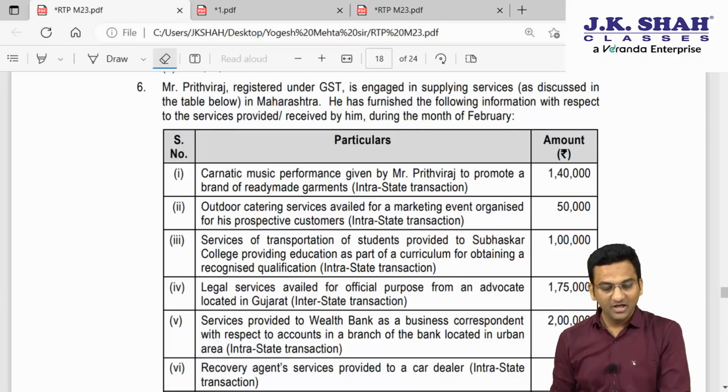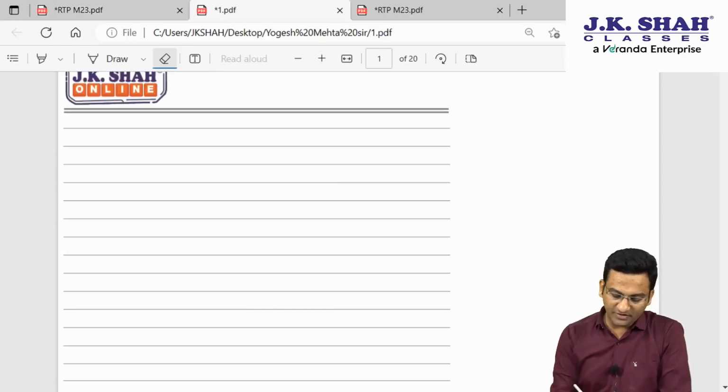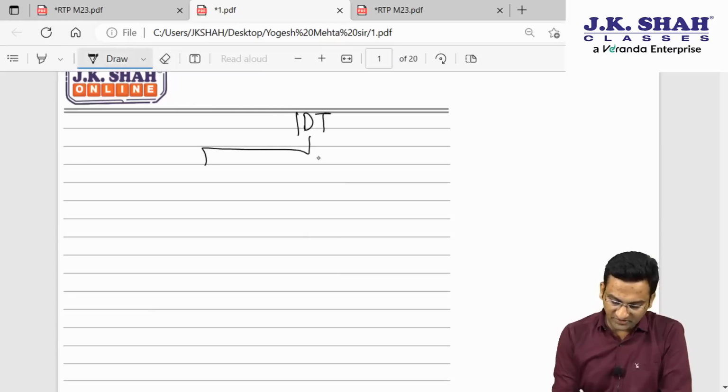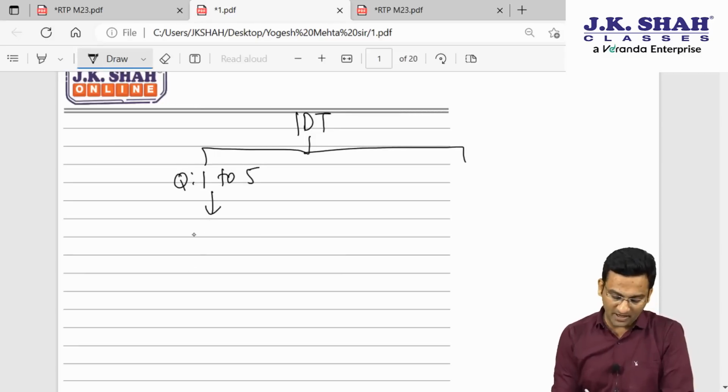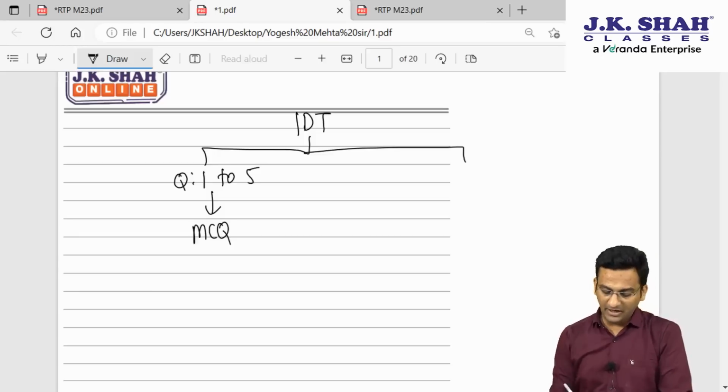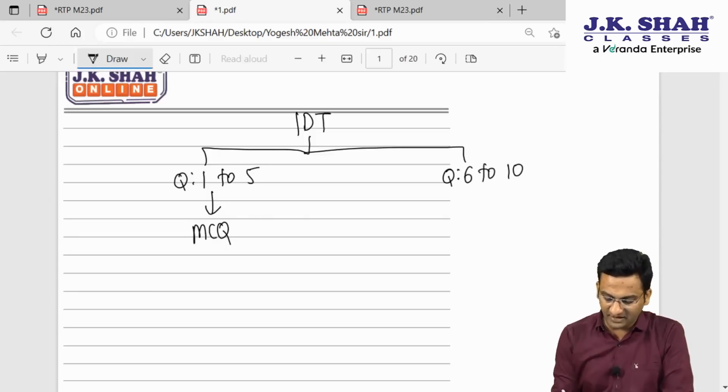Friends, in this session we are going to have a discussion on the indirect tax part of RTP of CA Intermediate May 23 attempt. In the RTP of indirect tax, there are 10 questions. Question number 1 to 5 relate to the MCQ part, and question number 6 to 10 relate to the subjective part of the RTP.